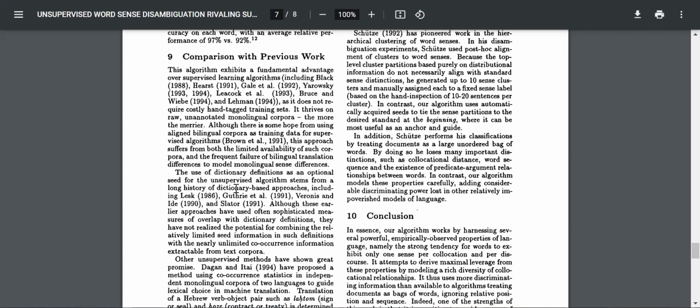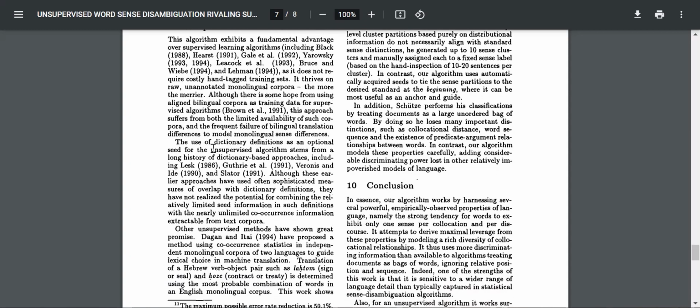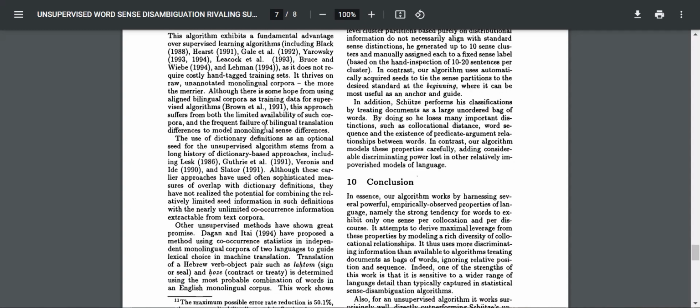This algorithm exhibits a fundamental advantage over supervised learning algorithms, all of these, as it does not require costly hand-tagged training sets. It thrives on raw, unannotated monolingual corpora, the more the merrier. Although there is hope from using aligned bilingual corpora as training data for supervised algorithms, this approach suffers from both limited availability of such corpora and the frequent failing of bilingual translation differences to model monolingual sense differences.